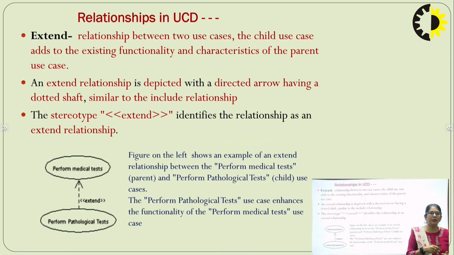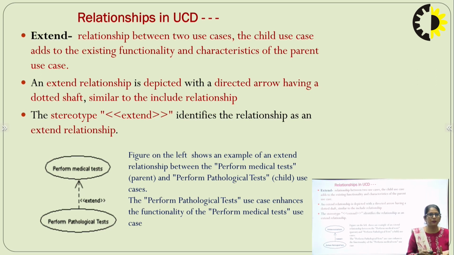Another relationship is extend. As we have studied, include is required for the functionality of another use case, otherwise that use case will not get executed. The second one is extend. This relationship between two use cases basically shows that it is extending the functionality of one use case. It is not required here. It is an add-on. It is adding to the functionality. It is enhancing its functionality. If it is not extending, if it is not required, then the existing use case, the parent use case, will still work fine. The child use case adds to the existing functionality and the characteristics of the parent use case.